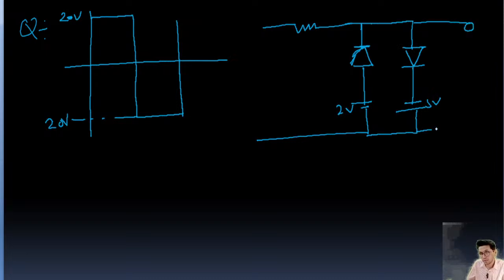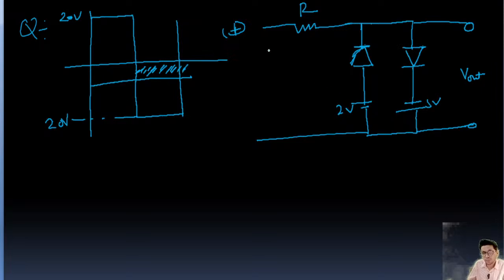And this is output. This is R. So in this case, you can see, if you give the positive half cycle, this is going to be reverse biased, open circuited. This will be forward biased, that is short circuited. The voltage is going to be minus 3 volt, which means this 3 volt will be cancelled here, clipped.